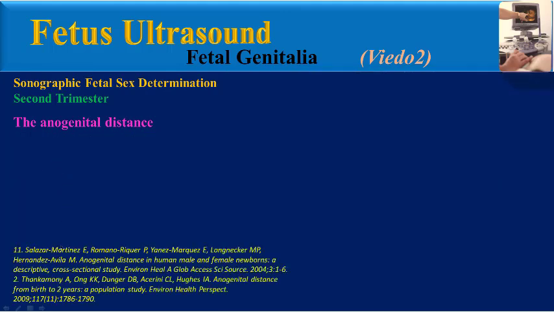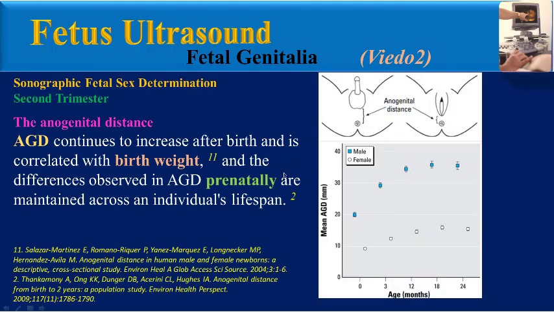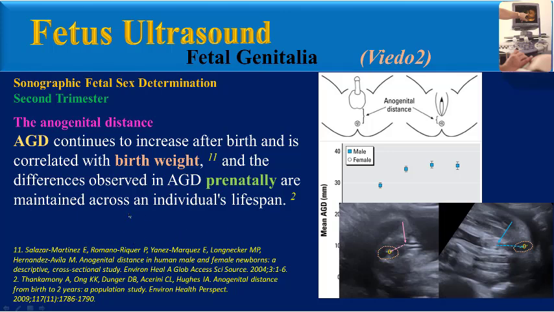Also, other studies show that the anogenital distance continues to increase after birth and is correlated with birth weight, and the differences observed in the anogenital distance prenatally are maintained across an individual's lifespan.